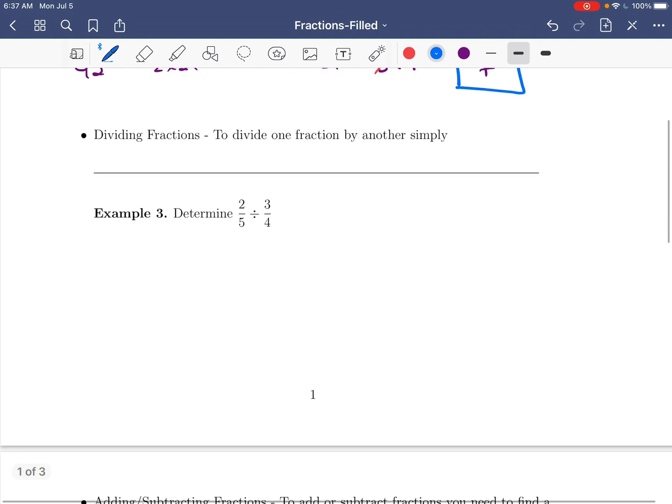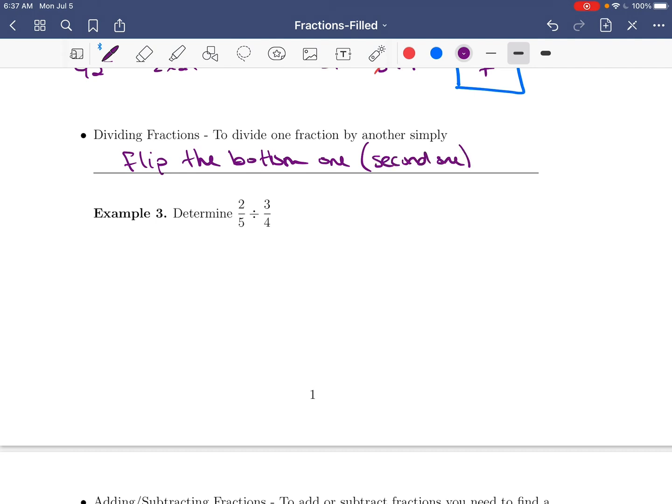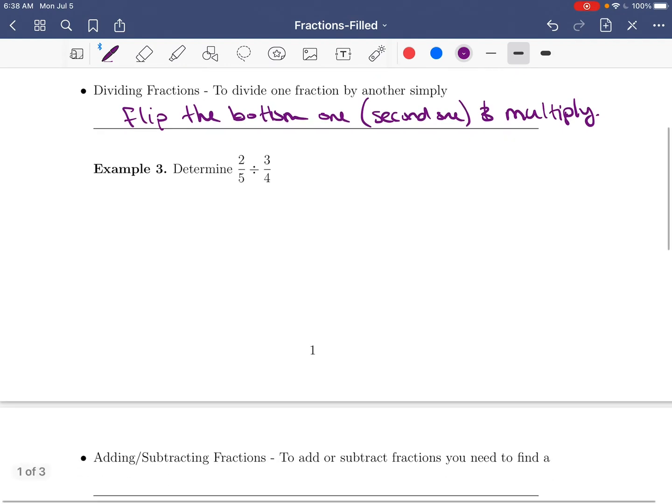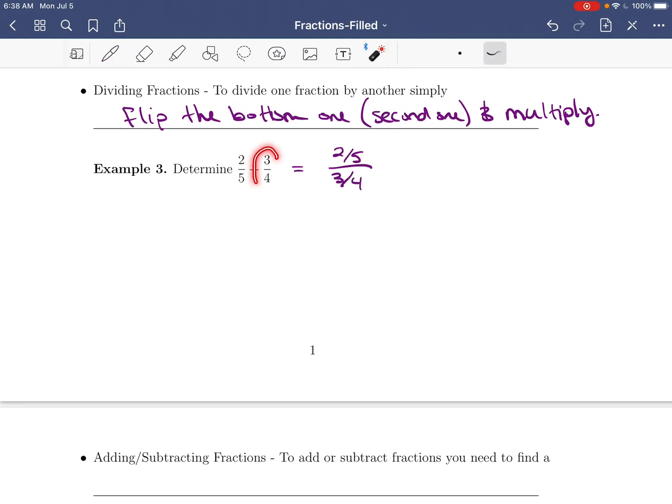Now, dividing fractions. To divide one fraction by another, so we have a fraction over a fraction, you flip the bottom one if they're on top of each other. That means it's going to be the second one if they're written side by side, and then you multiply instead. So if I had, like I do here, 2/5 divided by 3/4, I could actually write this as 2 over 5 divided by 3 over 4. That's what I mean by the bottom one. The second one is the one that's doing the dividing, so it's on the bottom.